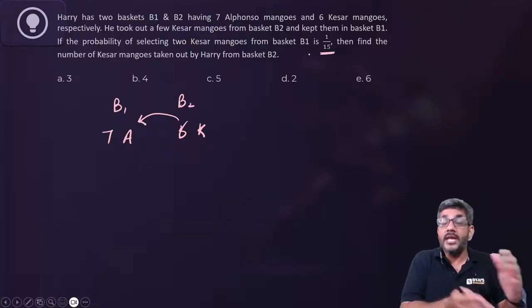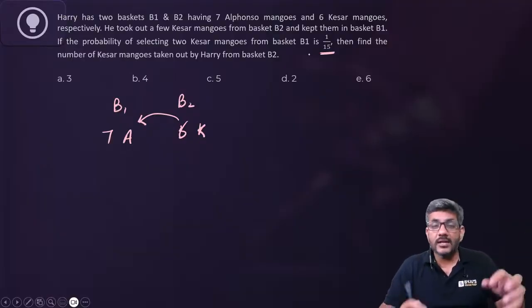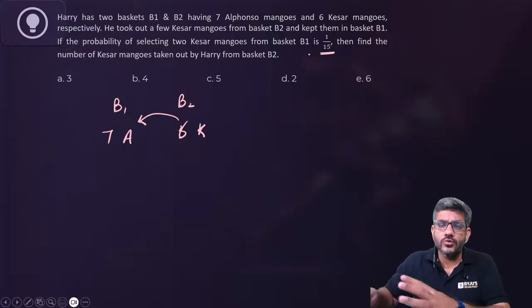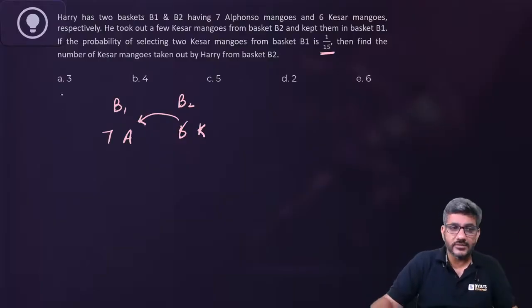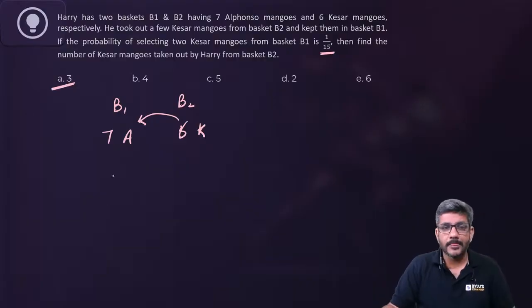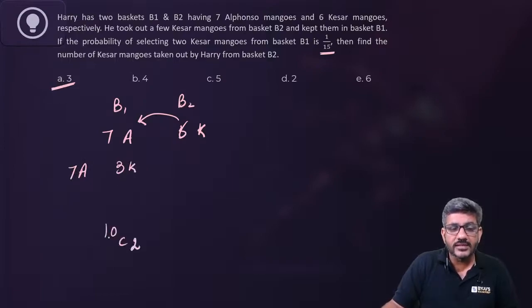Now, if I take a variable for how many Kesar mangoes are taken out and then do 7 plus k C 2 and k C 2, it will become very difficult to do. Better is to use options. Let's start with option A, 3. If we took away 3 Kesar mangoes, now I will be having 7 Alfonso and 3 Kesar here. So out of total 10 mangoes, you take out 2, that is 10C2.